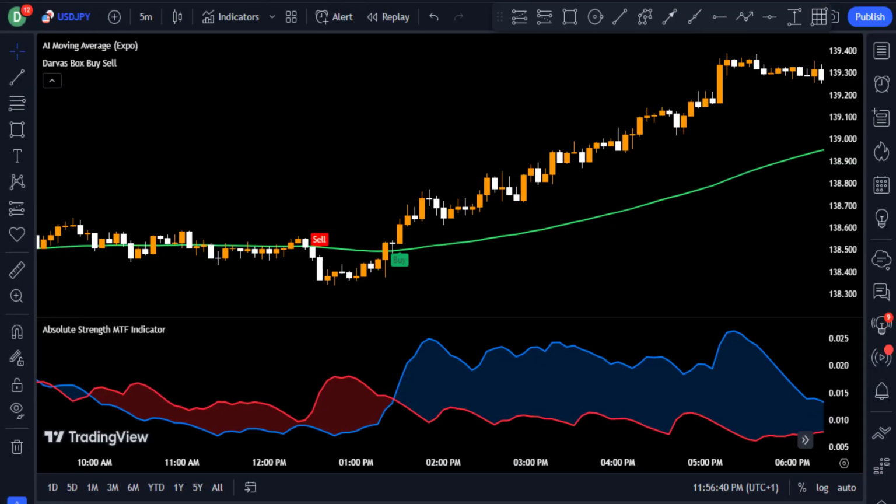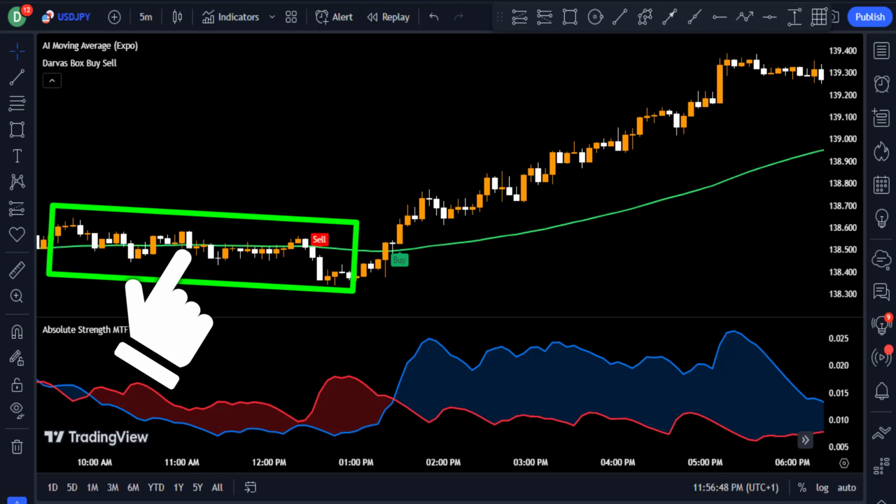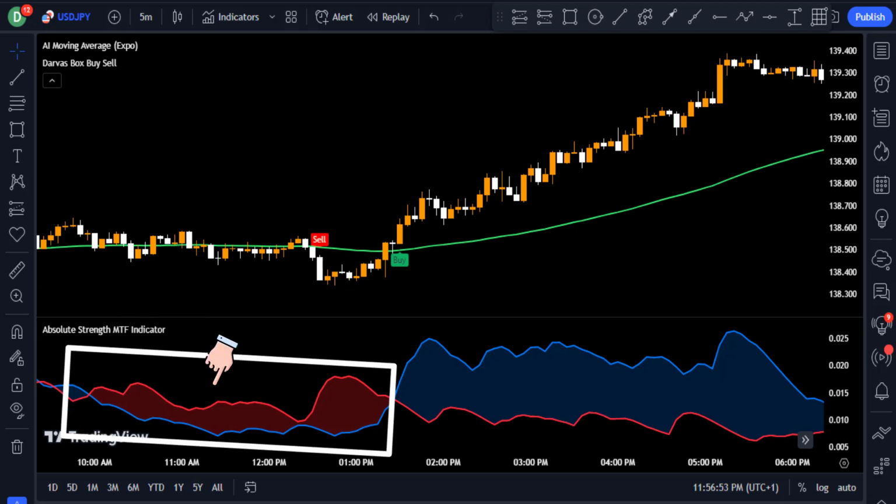Here is another example, and we are trading on the price chart of the US dollar with the Canadian dollar, and on the 5-minute time frame. You can see that the price has been attempting to cross over the AI moving average so that it can continue to trend up. But when you look at the absolute strength indicator, you can see that the bearish line is above the bullish line, and the space between them is red, signaling that more sellers are in the market than buyers.